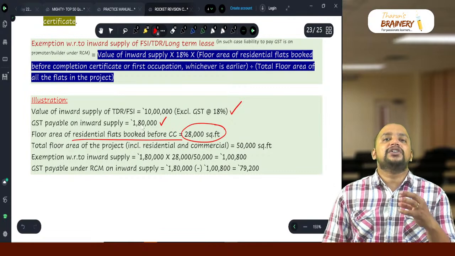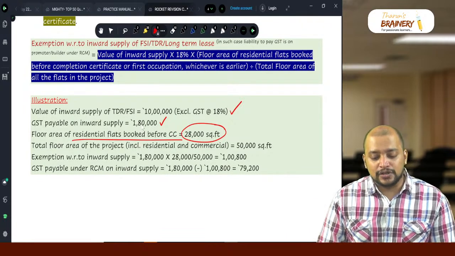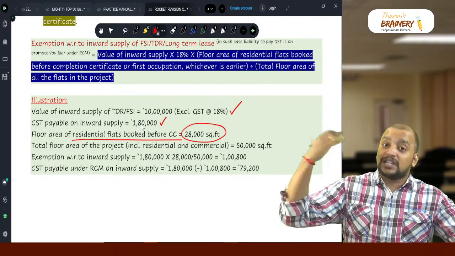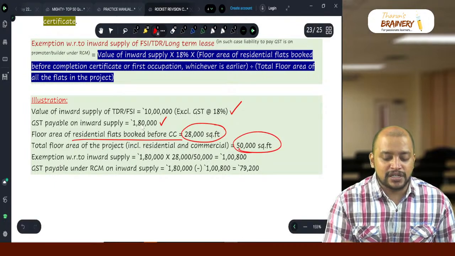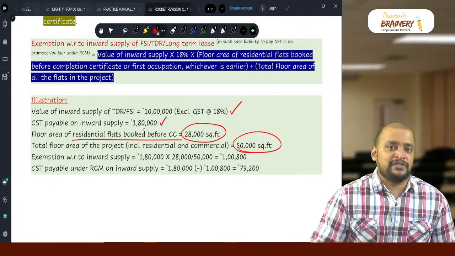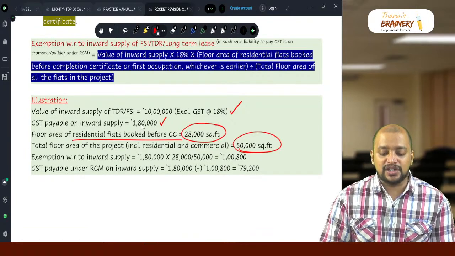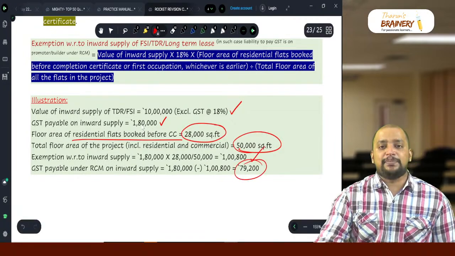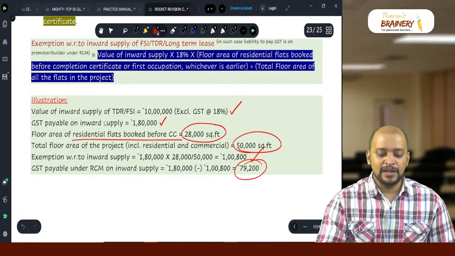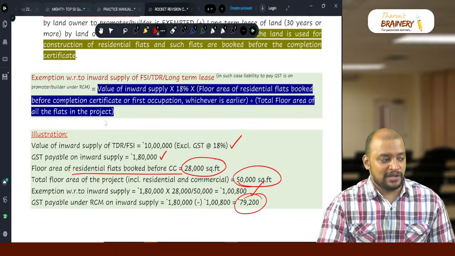So to the extent of the 28,000 square feet, there will be exemption available. So 28,000 square feet divided by total carpet area of the project. What is the total carpet area of the project? 50,000 square feet. So how much is the exemption available? So 1,80,000 into 28 divided by 50 is the exemption, that is 1,00,800 is the exemption available. So remaining amount is the GST payable under RCM. So that is with respect to this TDR, FSI and long-term lease.